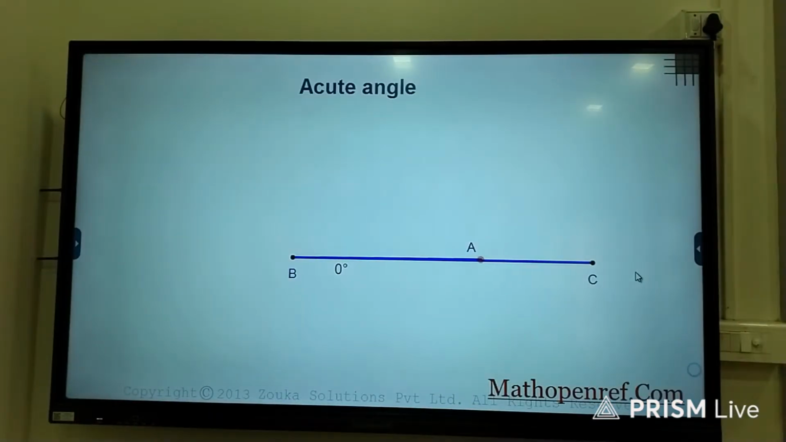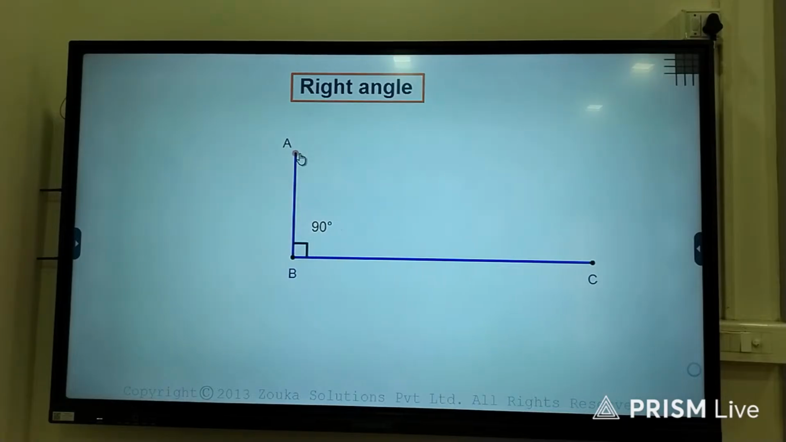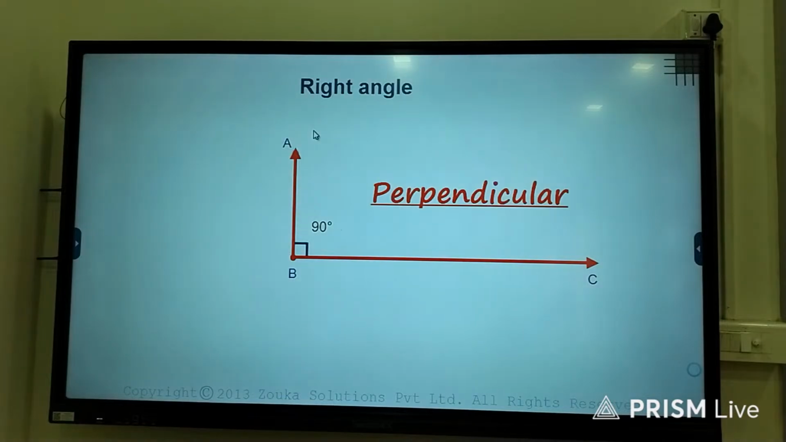This recording from mathopenref.com will help us understand better. If the terminal arm lies anywhere between 0 and 90 degrees, it will be an acute angle. If we move the terminal arm anywhere in between 0 and 90, that angle will still be acute. At 90 degrees, it becomes a right angle. These two rays are said to be perpendicular to each other.